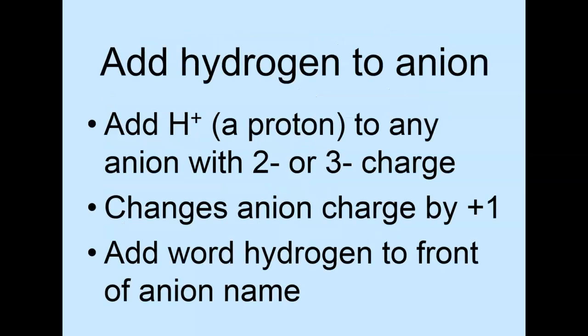Right. Now, here's the thing that you need to work on today. We're going to be adding hydrogen to any anion that has a -2 or -3 charge. When we do that, we're going to be adding a proton, because that's essentially what hydrogen is, just the proton, and it's going to be sharing those electrons because all of these polyatomic anions are covalently bonded inside. And because it's adding a proton, we're going to change the charge by 1 plus. So when we write the name, we're going to write hydrogen in front of it, and let's look at some examples.